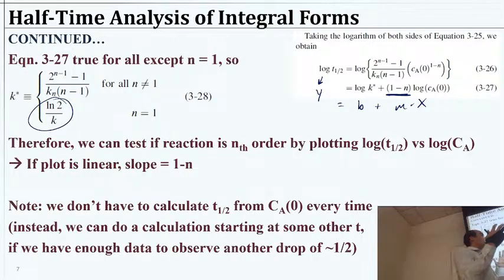So unless it's the first order, in which case it's simple, then it depends to some extent on what we start with. So if we plot it this way, given the math here, we can actually find that slope as 1 minus n, and therefore find n. Okay, so that's the cool thing.